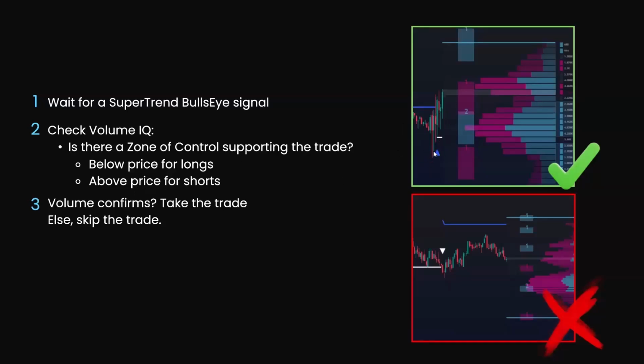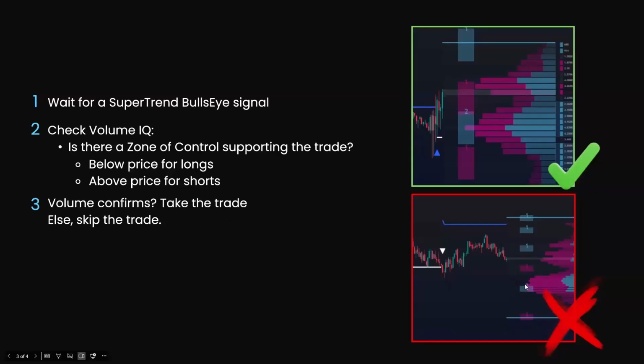So we could see here on this signal, and if you saw what happened to the Russell today, we'll see it in a sec, this really took off quite far to the upside after this point in time. And Volume IQ is giving this signal some extra fuel, with us seeing there's a block of buyers here on the right-hand side. The bias or the sentiment is for buyers in this zone, and we're above the zone of control, which is also a bullish factor in our favor. So volume confirms, take the trade, else skip the trade.